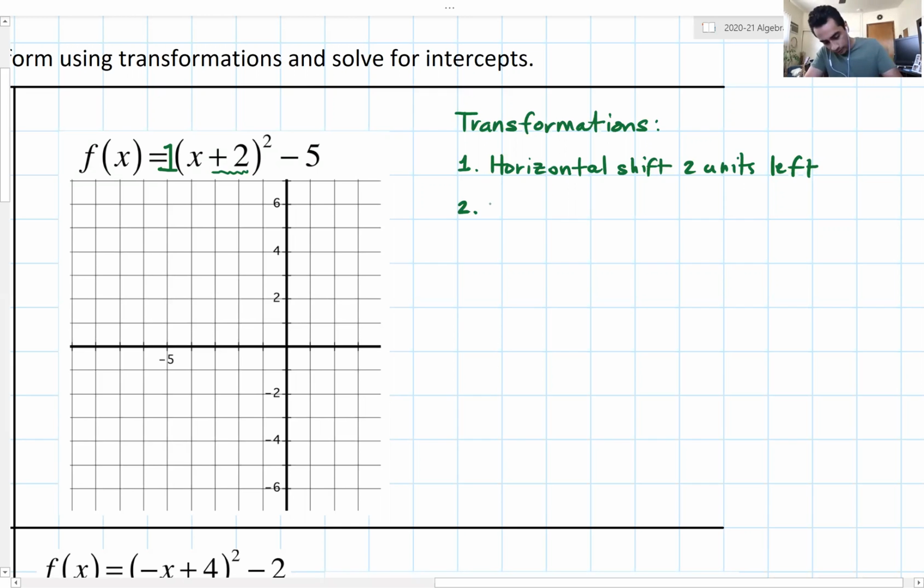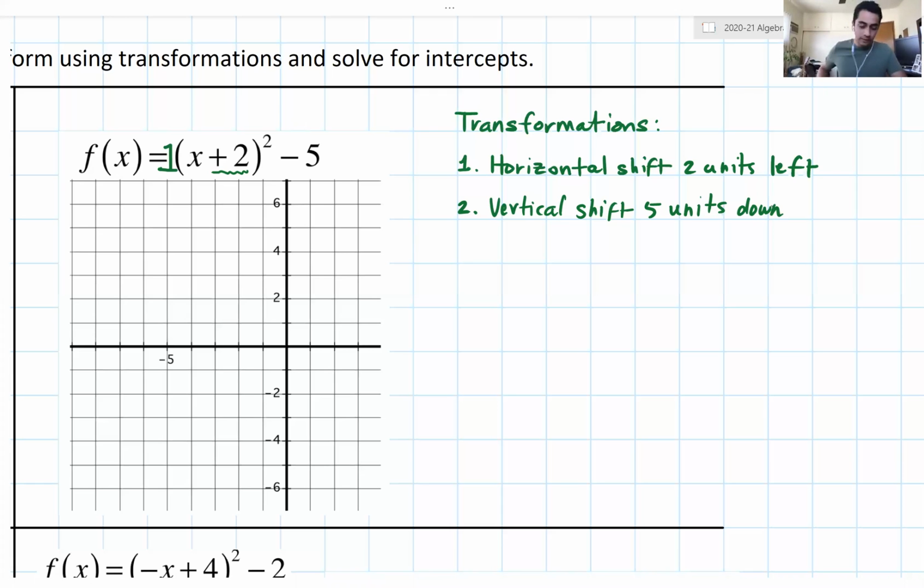Yeah, we can say that there is a vertical shift 5 units. And remember that this is our K value, so that's what we keep, right? So in that case, if I see a -5, we're shifting 5 units down. Okay, so those are my transformations.